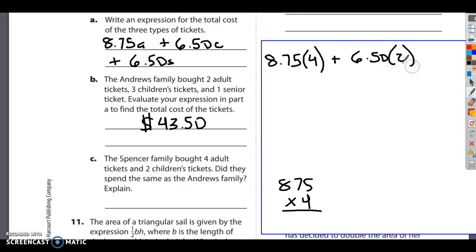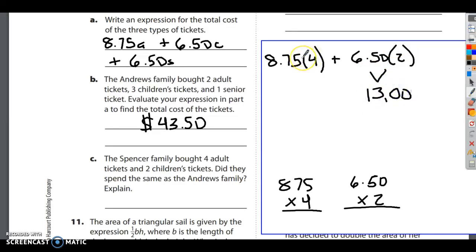And it doesn't look like they bought any senior tickets. Did they spend the same amount? We'll find out. 875 times 4 and 650 times 2. And 650 times 2 I can do mentally. That's 13. And the reason I know that is because 6 times 2 is 12, and 50 cents times 2 is $1. So 12 and $1 is 13. So this multiplies out to be $13.